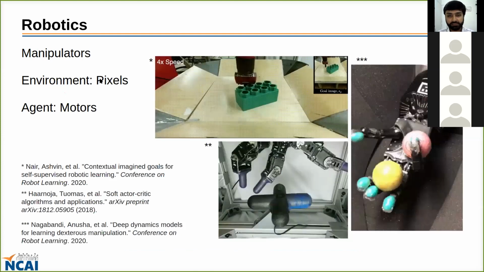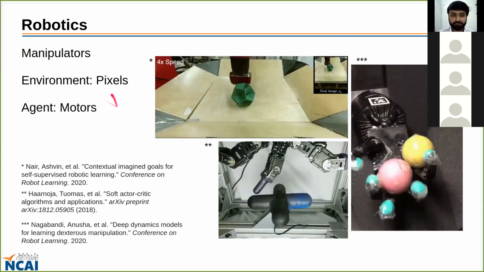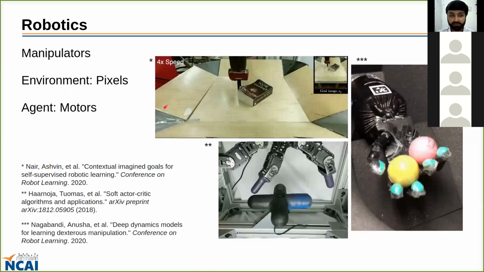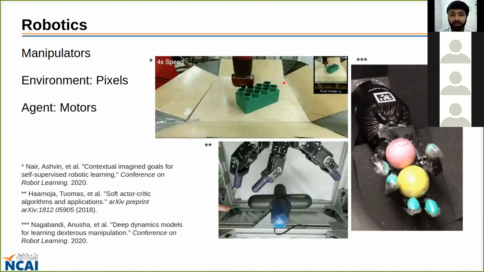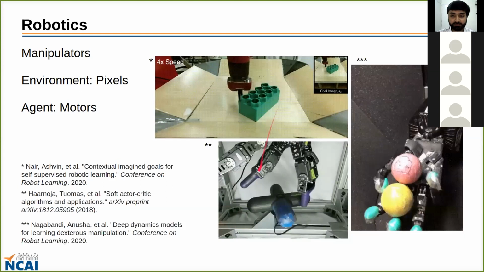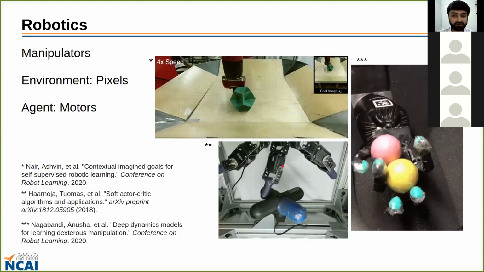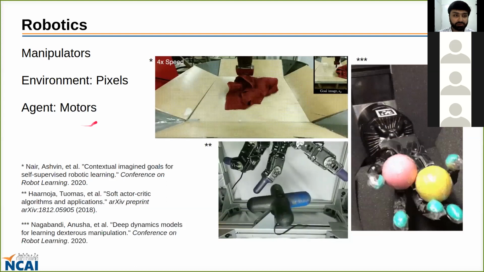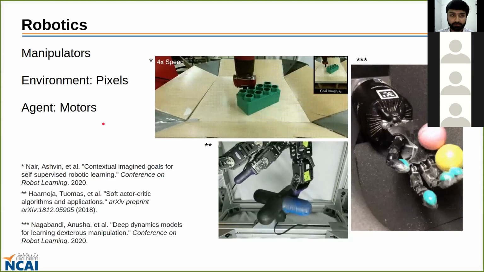Now moving on to the physical realm of robotics, these 3 examples are all using pixels as the state input. So there is no dynamics being told to the algorithm. It does not know how this jeans, or this block, or this particular joint, or these balls behave in response to their actions. What they do is they just learn by trial and error, or by interaction, and try to optimize the motion of the motors to do the task which they are being asked to do.